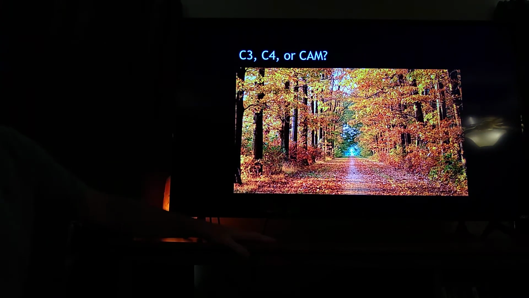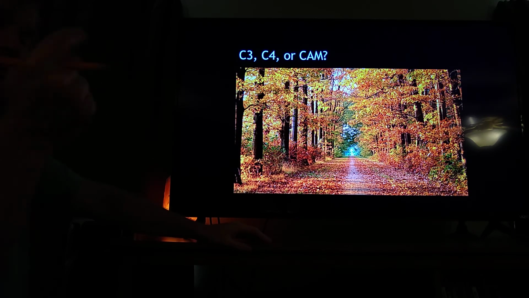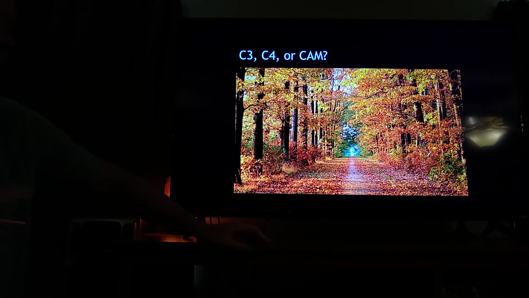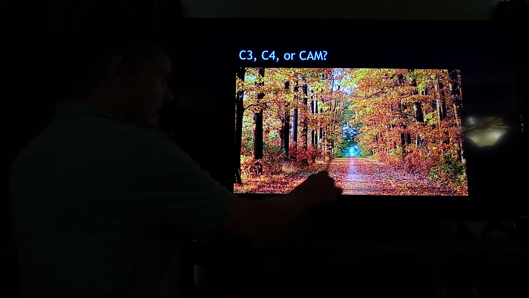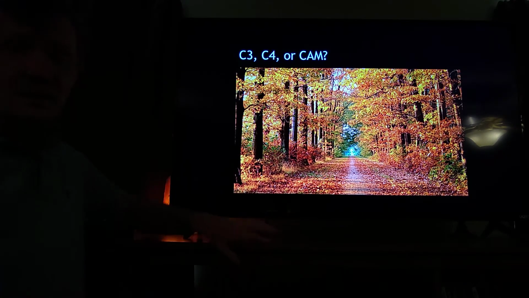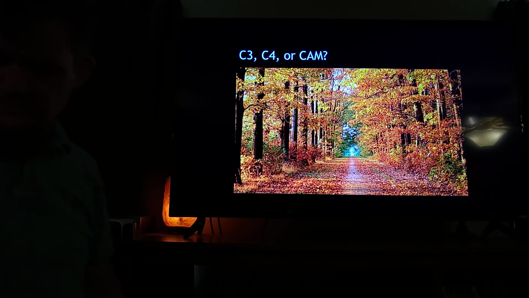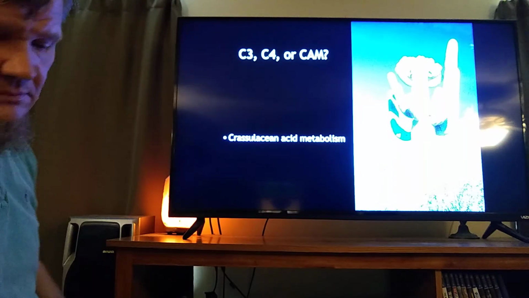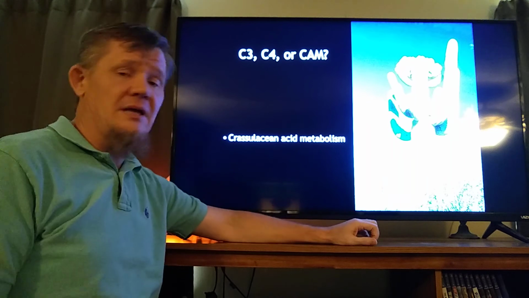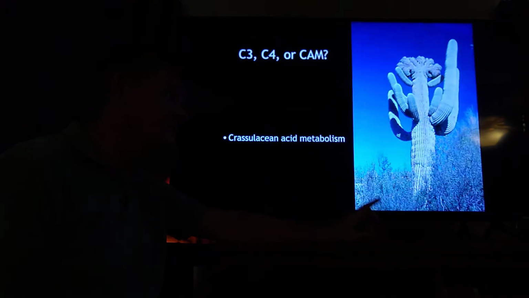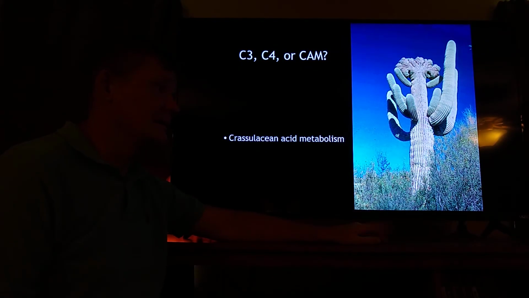C3, C4, or CAM? These are C3 plants, bunch of trees. Are there C4 plants in the picture? Yeah, there's some grass right here. And grasses are C4. C3, C4, or CAM? And the answer is this is a CAM plant. Cactuses. Cactuses are succulent stems.